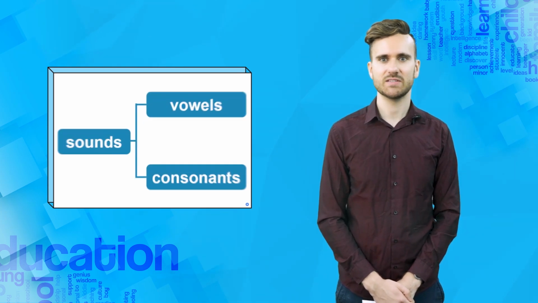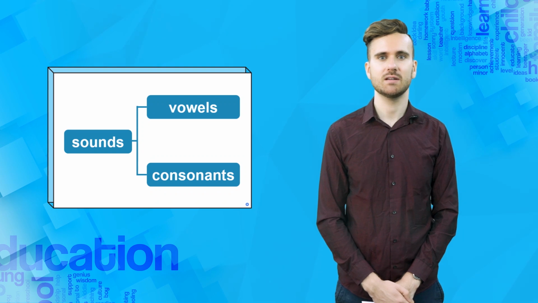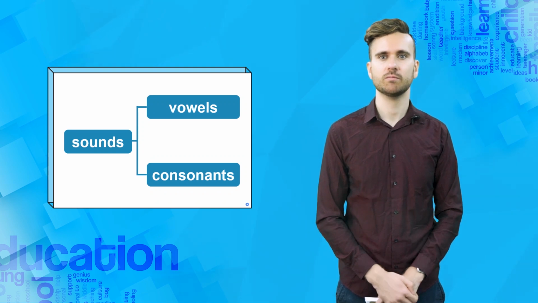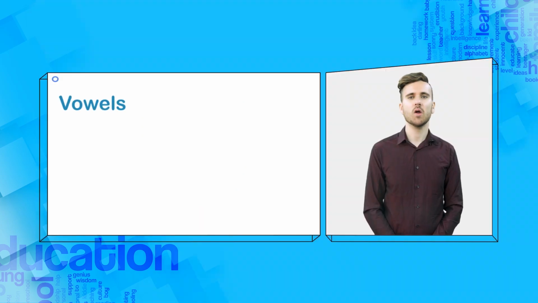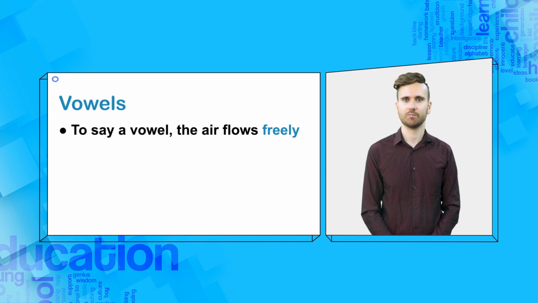Let's now explore how to describe the sounds that humans make. The sounds of all languages can be put into 2 basic groups: consonants and vowels. There is one big difference between them. When you say a vowel, nothing in the mouth blocks or limits the flow of air as it comes from your throat and out your mouth. Therefore, the air flows freely.